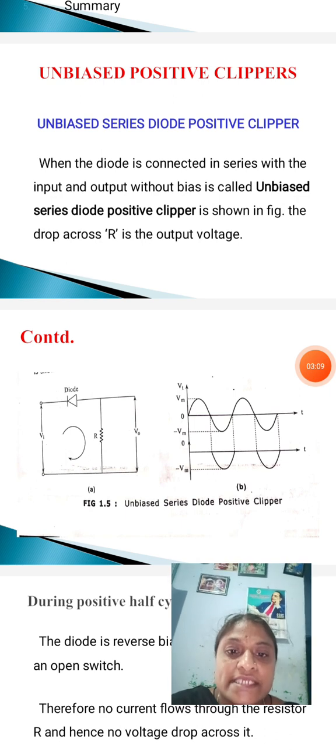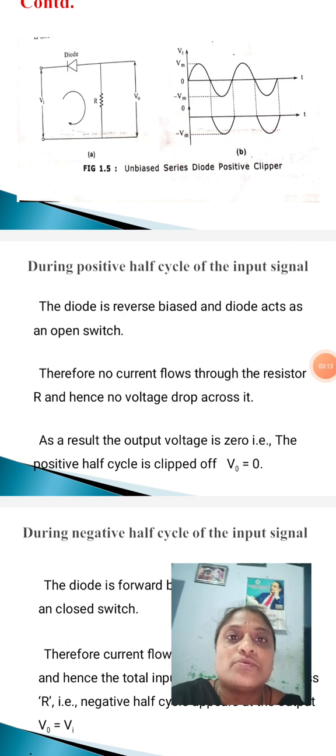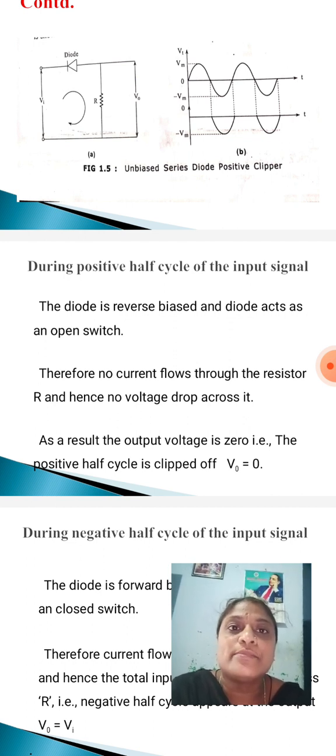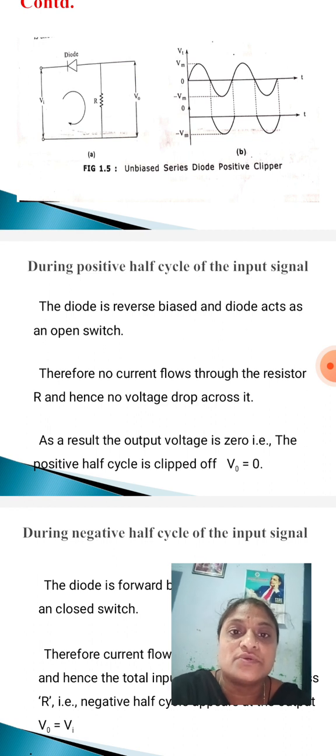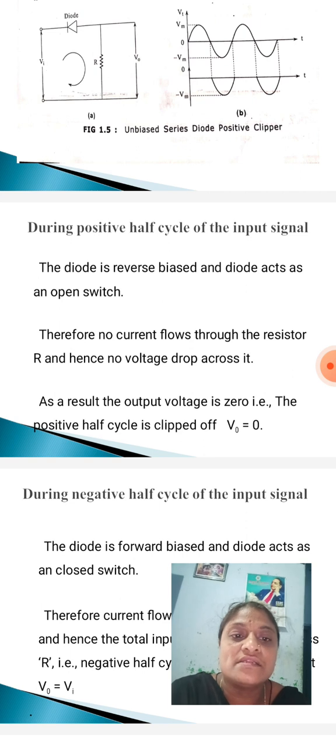Now observe the input and output waveforms. We apply the input waveform, that is the sine waveform, at the input Vi. During the positive half cycle of the input signal, the diode is reverse biased. Reverse bias means the diode acts as an open switch.